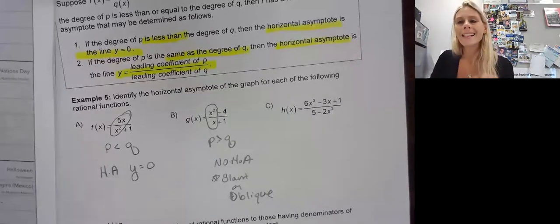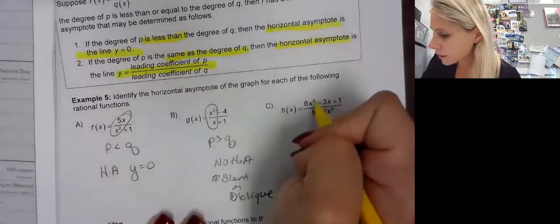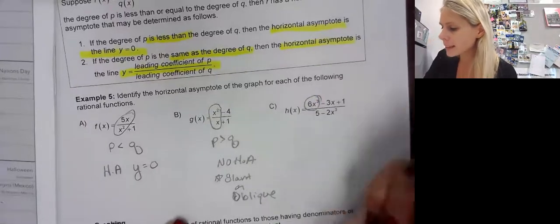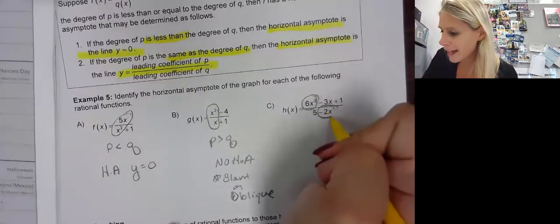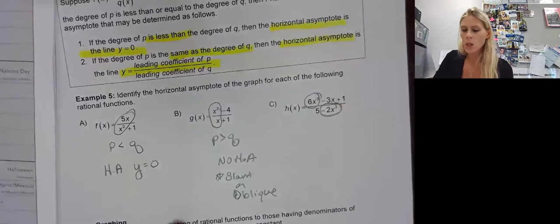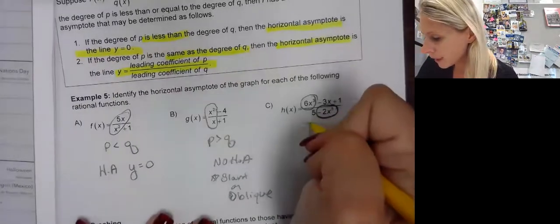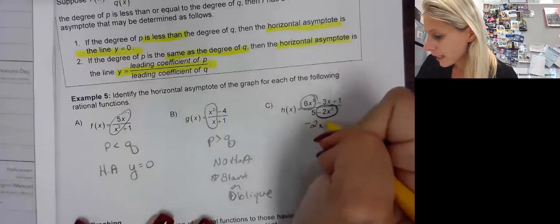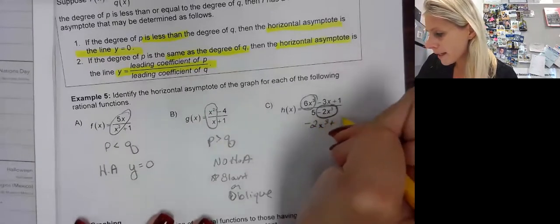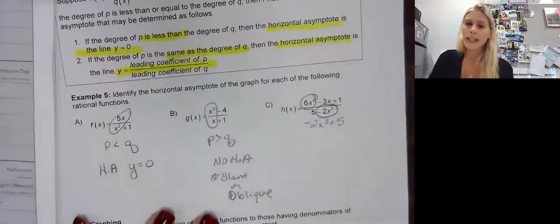Again, the leading term is the highest degree. So I have a 6x cubed and a negative 2x cubed. What some people might do is actually rearrange this to be in standard form, and then you'll see that it's at negative 2.